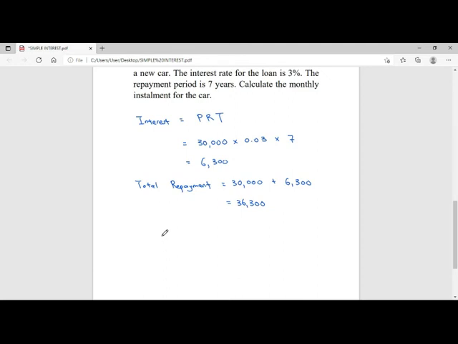But how do we calculate the monthly installment for your car? This is what we do. You write down the monthly installment, and then you take the total repayment here, 36,300, because this is the total amount of money that you're supposed to repay to the bank, and divide it by the number of months within 7 years. So 7 years is actually equal to 84 months. Imagine 1 year we have 12 months, so if we have 7 years, that simply means that we have 84 months here. So the 36,300 here, we have to divide it by 84.